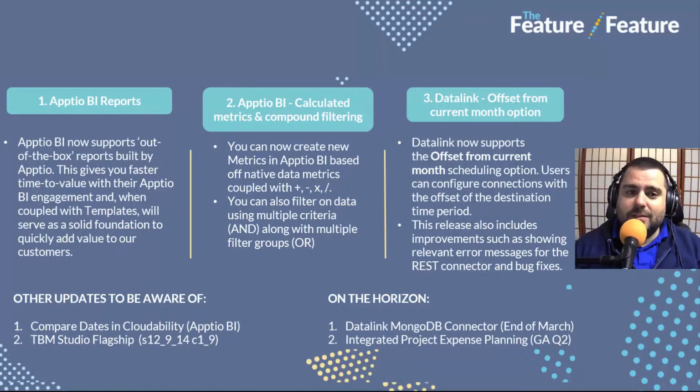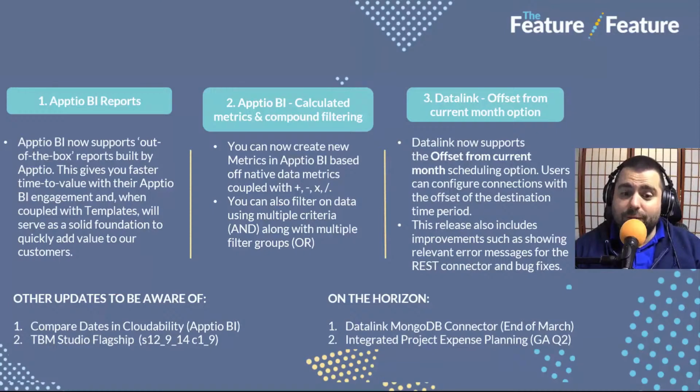And then lastly, for ApptioOne, we've got an update for data link. There's an offset from current month option now that will configure connections with the offset destination time period for that month. That release also includes improvements like showing the relevant error messages for the REST connector, bug fixes, etc.